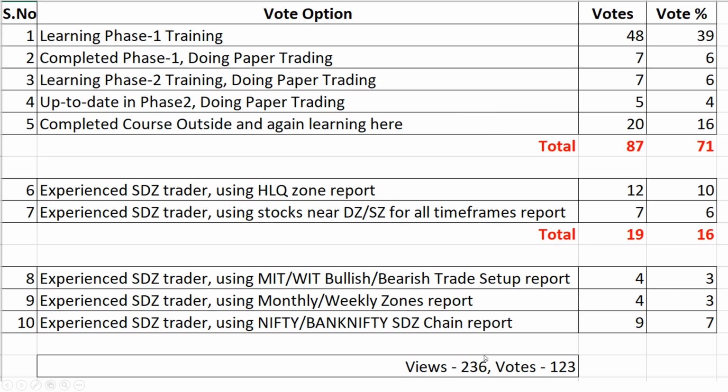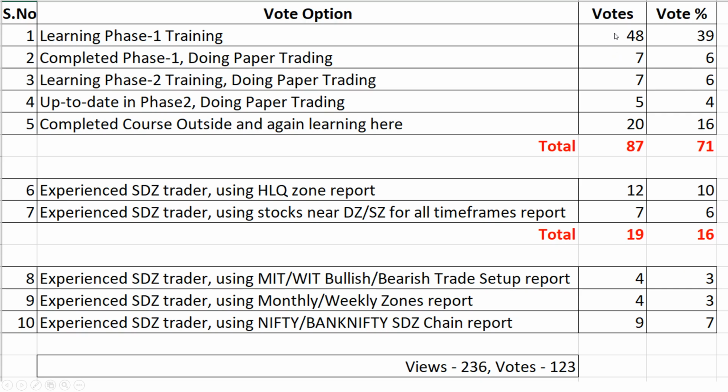So in total 236 people looked at this poll, but only 123 members participated. Out of these 123, the first 5 options are related to the training, but I have subcategorized them to understand at what level you are currently learning. The first one is learning first phase training. 48 members participated, which is 39% of total votes.